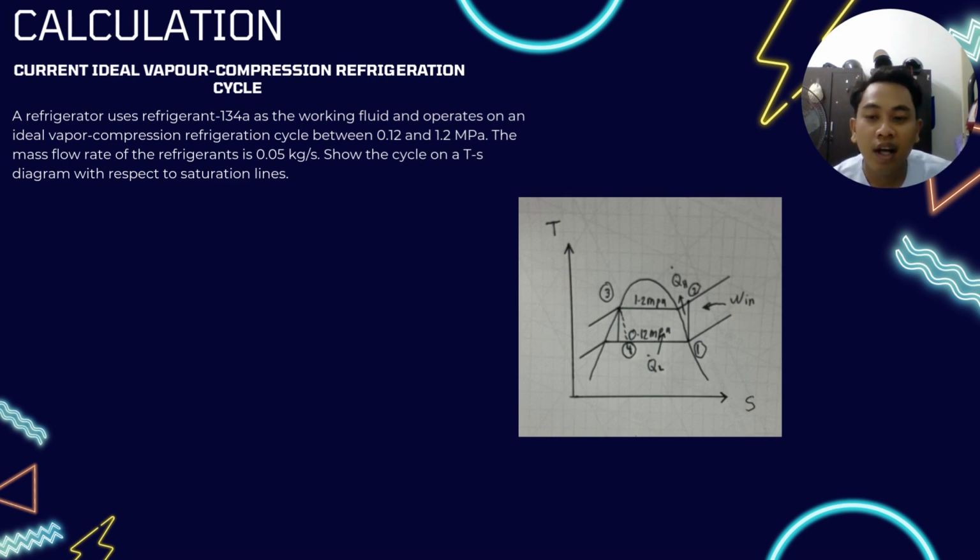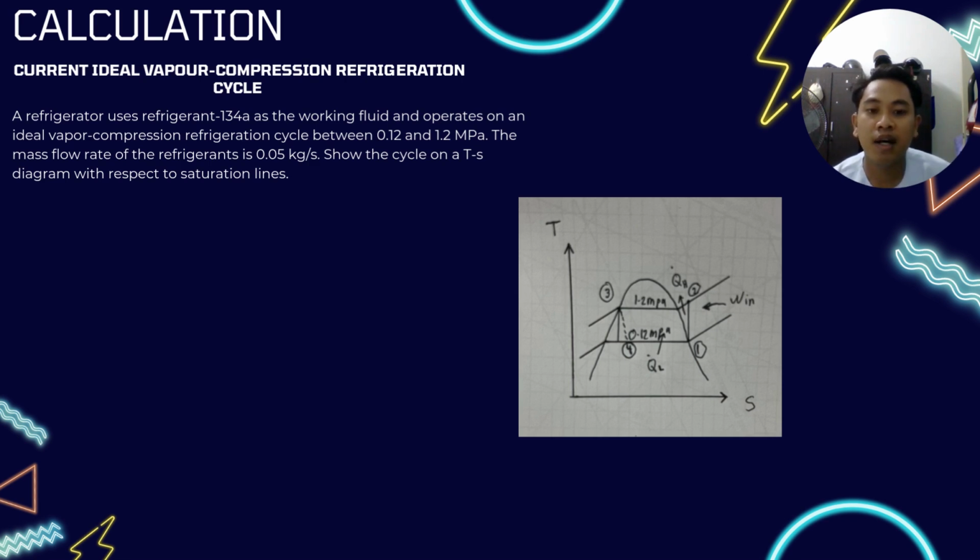Today I would like to present about the calculation. So for the current ideal vapor compression refrigeration cycle, we use refrigerant 134a as the working fluid, operating between 0.12 and 1.2 MPa, and the mass flow rate of the refrigerant is 0.05 kg per second. So, first we must take the information given: the evaporator pressure 0.12 MPa, condenser pressure 1.2 MPa, and the mass flow rate 0.05 kg per second.